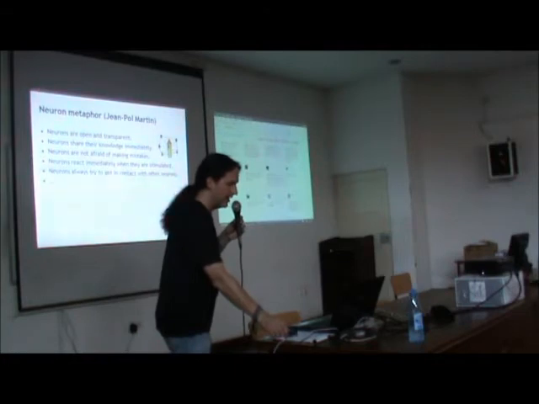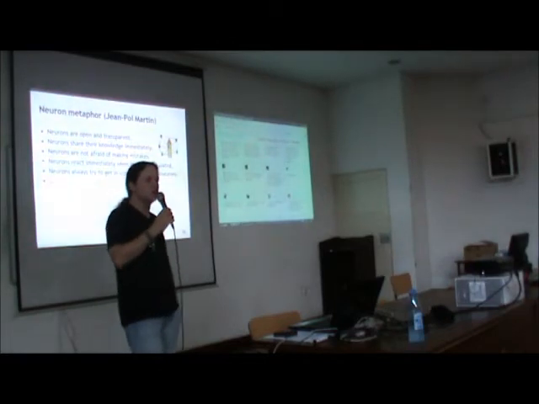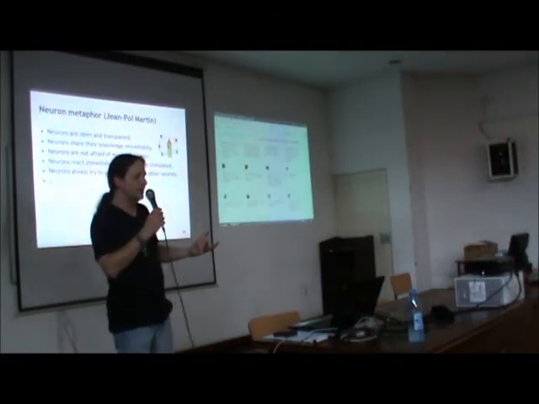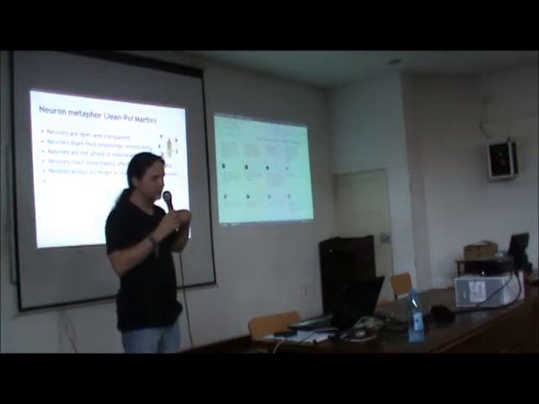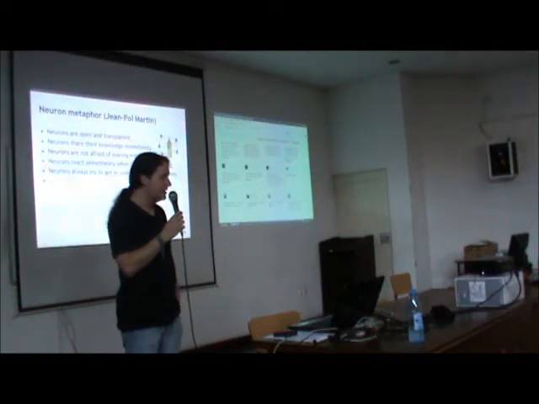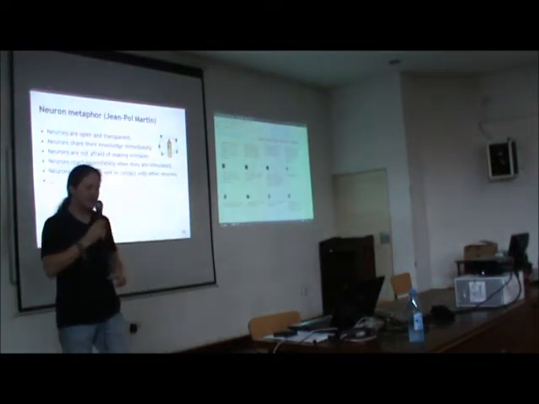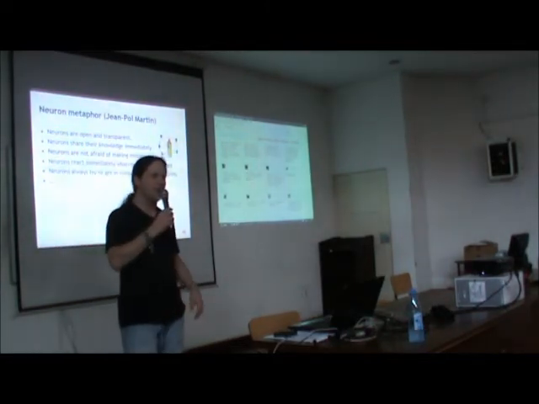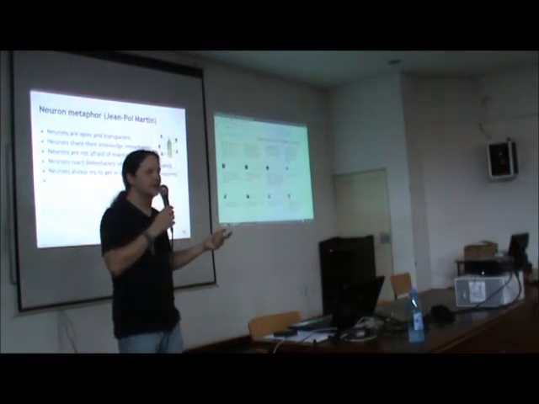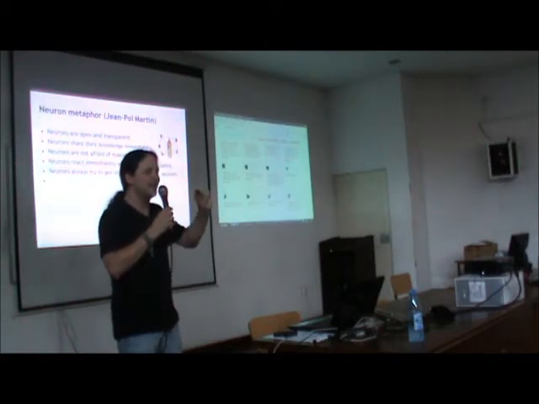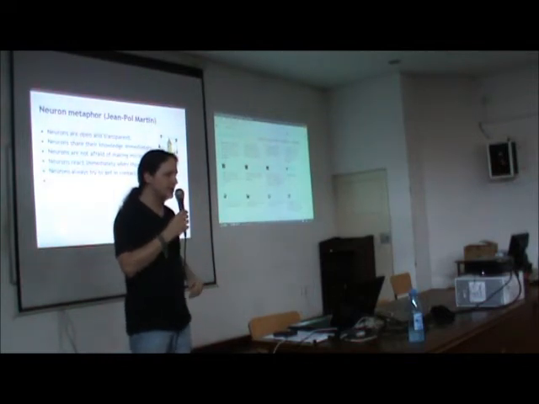So, there are some rules for how you should interact in the web to stimulate your network. And this is the Neuron metaphor by Jean-Pol Martin, which is highly criticized in Germany, but I like it very much because it is not a descriptive model. It does not describe how communication works. It is a normative model. It says you should act like this, so that your learning network is stimulated and communication takes place.